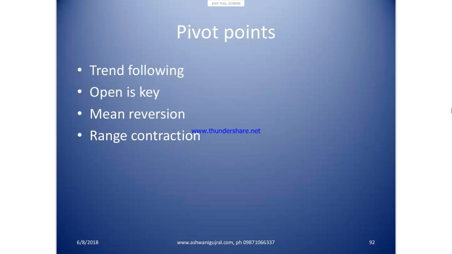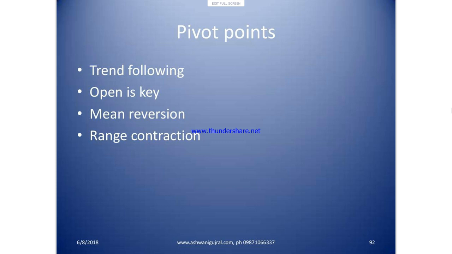Now what are the key attributes of pivot? A, there is trend following. B, open is key for pivot points. C, they are mean reverting. In a sideways market, when market gets to one extreme, it reverts back to the pivot. Also volatility. Low volatility leads to high volatility leads to low volatility. Nothing different from what we learned yesterday.